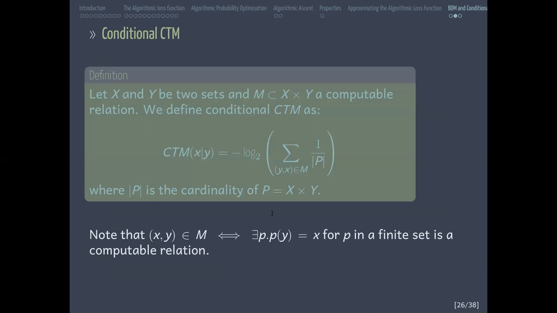So first, let me introduce conditional CTM. Let us have two sets, X and Y, and we have a computable relation between these two sets. We're going to define the conditional CTM as the number of pairs that belong to the relation divided by the total number of elements in our relation. Note that the relation being established by a computable relationship is going to be a computable relation.